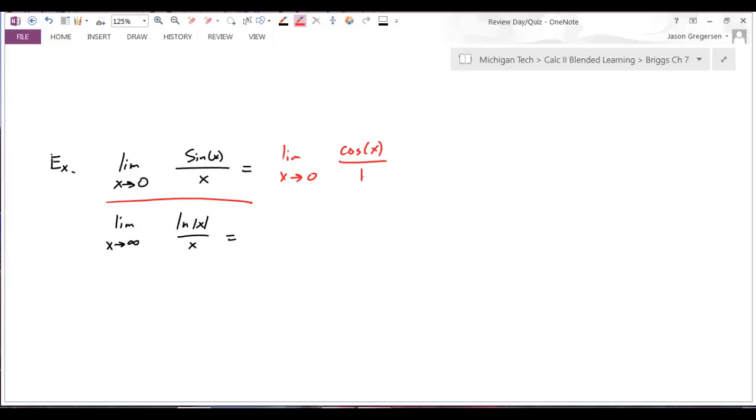And I'm happy with that, because now this is just the limit as x goes to 0 of cosine. And what is the limit as x goes to 0 of cosine? 1. Right? Cosine curve looks like this. As x goes to 0, cosine goes to 1. So it really simplifies things.